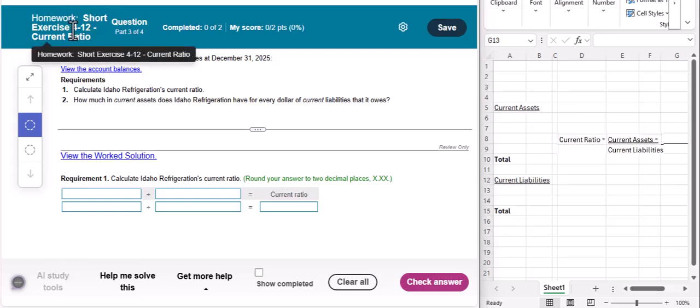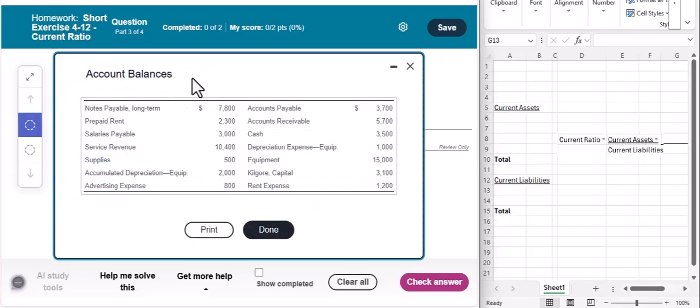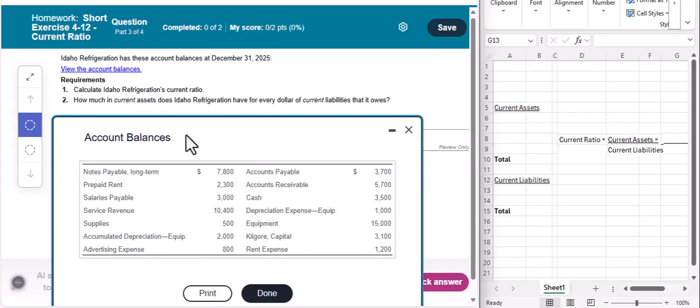Short exercise 4-12, we will be calculating current ratio. Idaho Refrigeration has these account balances at December 31st, 2025. We can view the account balances here, and then we have some requirements. Our first requirement is to calculate Idaho Refrigeration's current ratio. Number 2 is how much in current assets does Idaho Refrigeration have for every dollar of current liabilities that it owes.